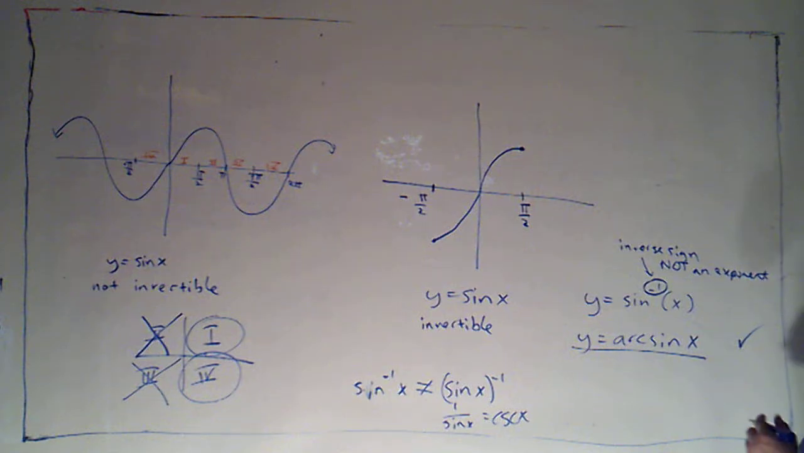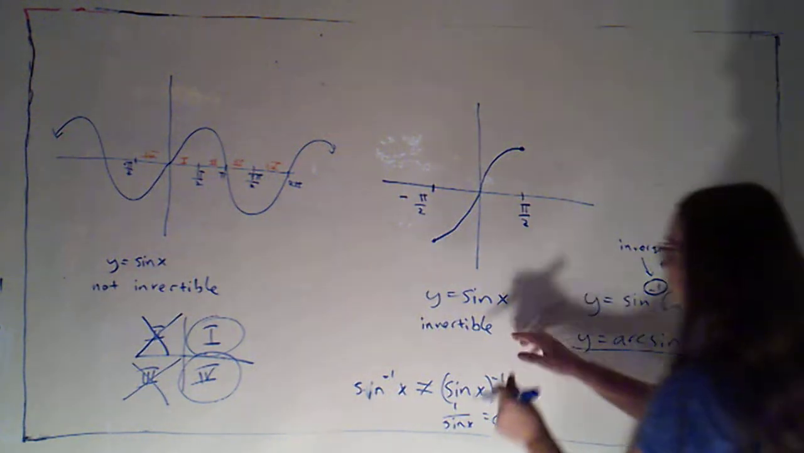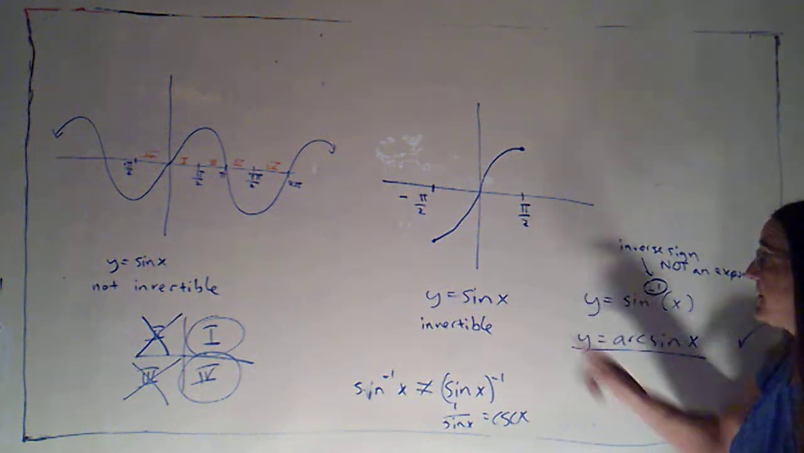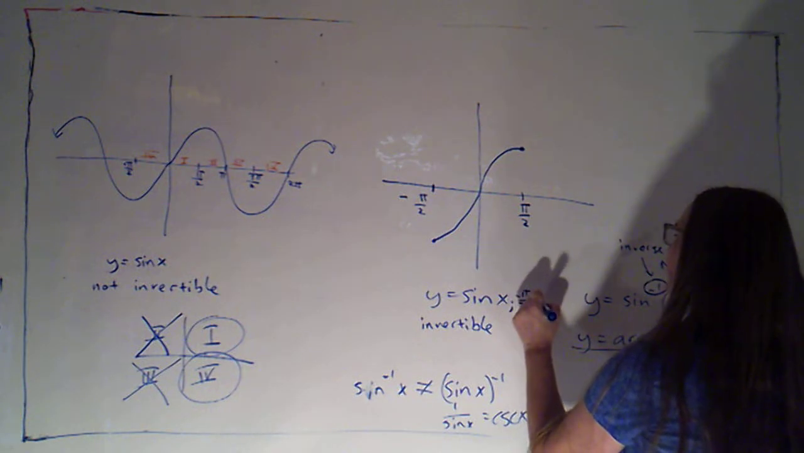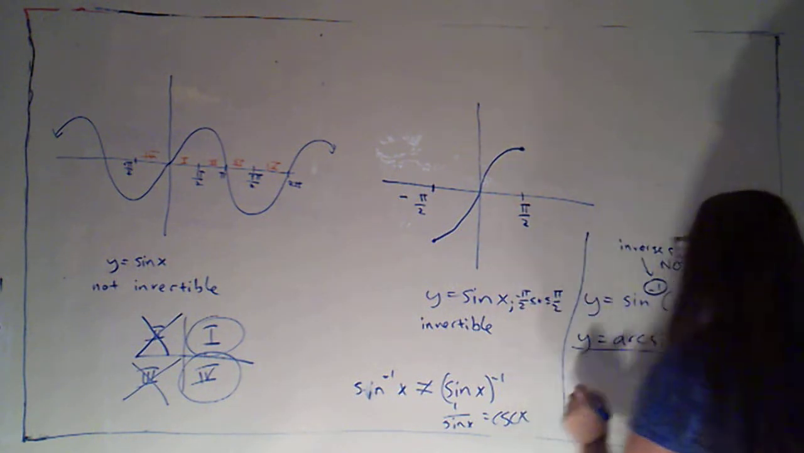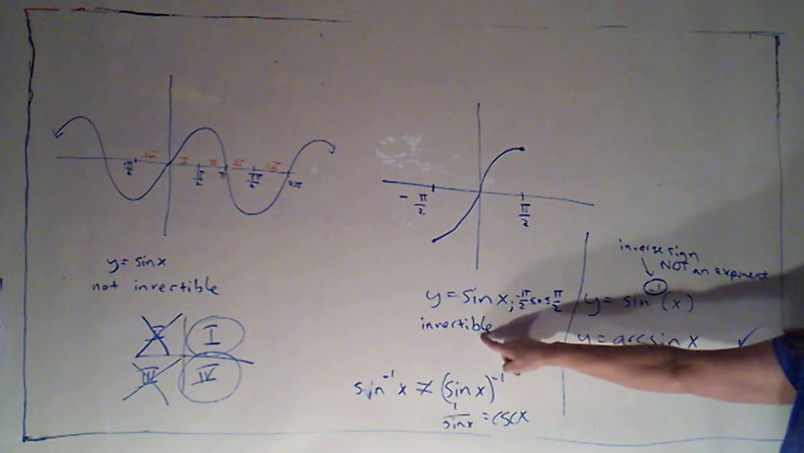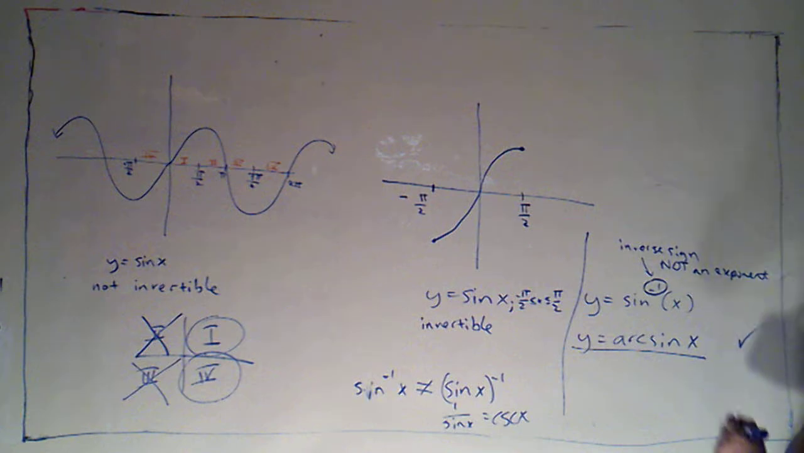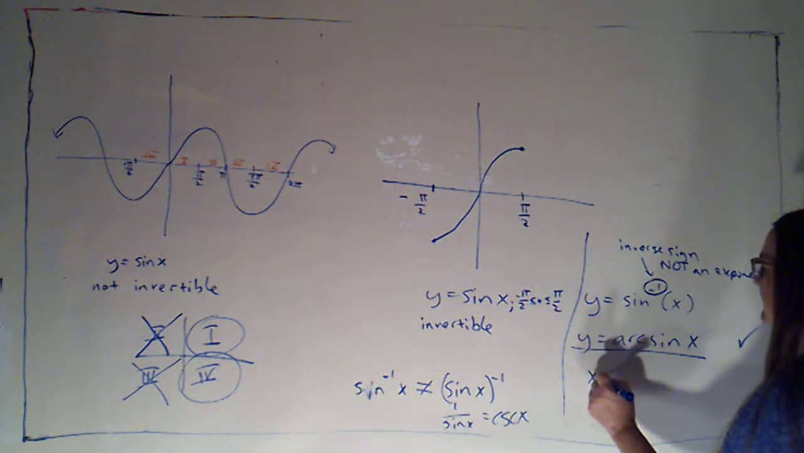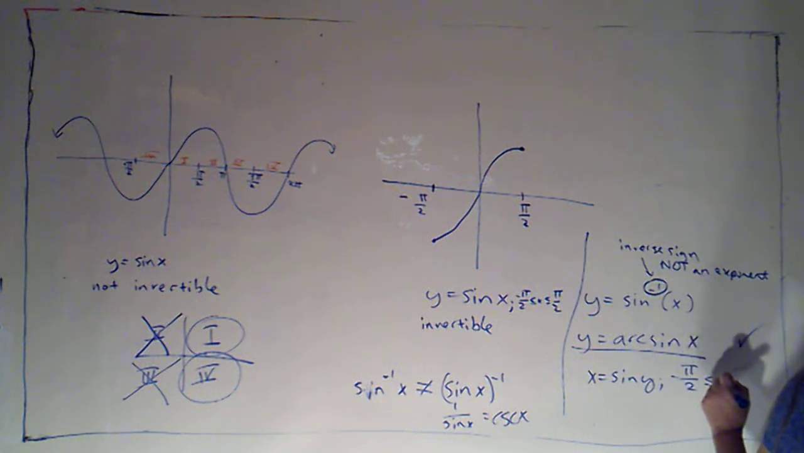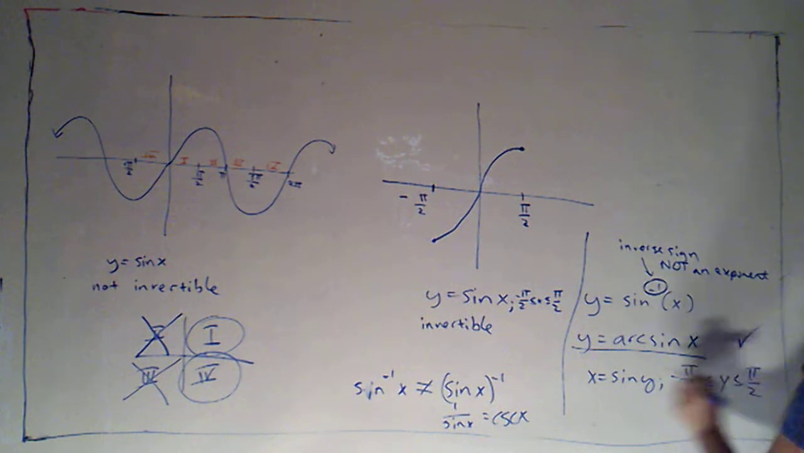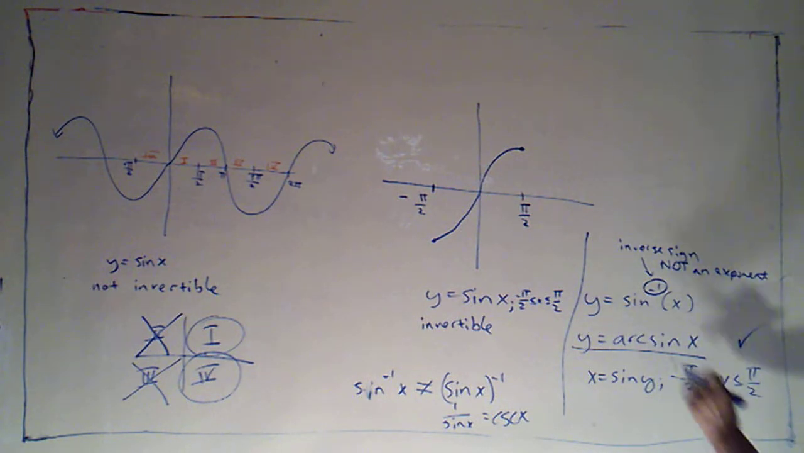Okay. Now what that means is that, oh, I forgot to finish writing this down. This function that I defined here was y equals sine of x, but with the restriction that x was between -π/2 and π/2. That's what made it invertible, is restricting that domain. So the inverse function is going to be x equals sine y, but y is between -π/2 and +π/2. Okay. So I'm switching the roles of x and y to define this new function.